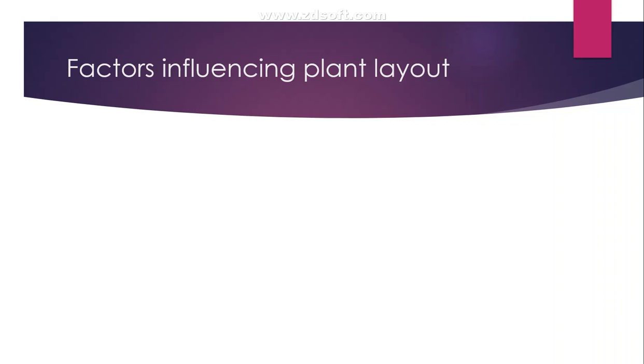The same way, when we design or set up a plant in the selected location, there are certain factors which influence the design of plant layout. Let's see. The first one is materials. We all know materials include the raw materials involved in the production process. So materials have a great influence on the design of plant layout.